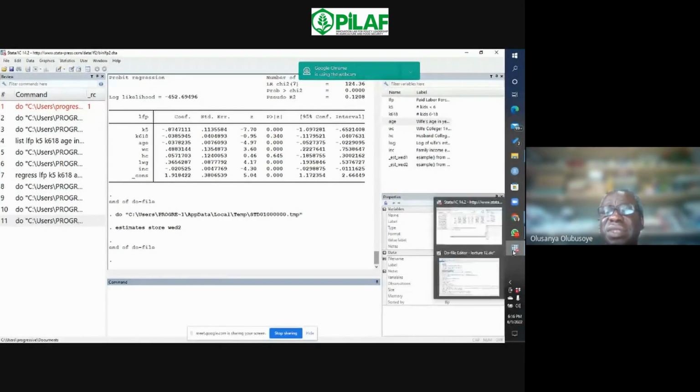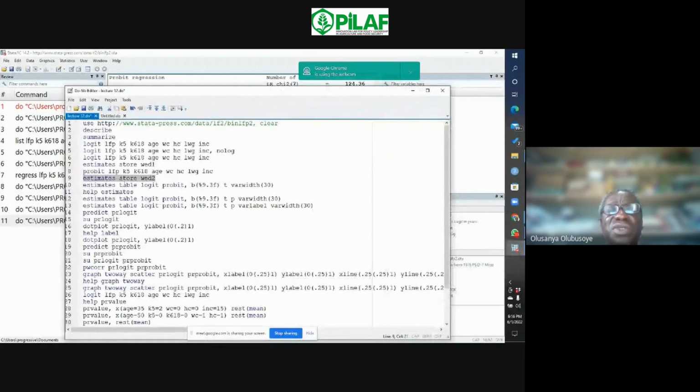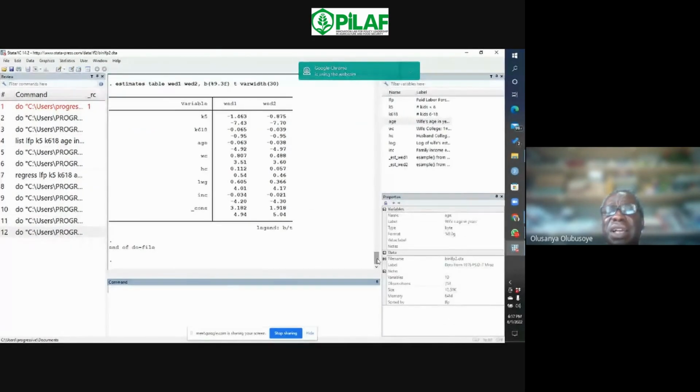Now I want to bring out the two of them, so I can say estimates table. Since I've changed the names, let me call this one Wednesday 1 and this one Wednesday 2. I can bring out the coefficients, the t statistics, and use the variable width of 30. If I run this, you will be able to see the result in a better format.